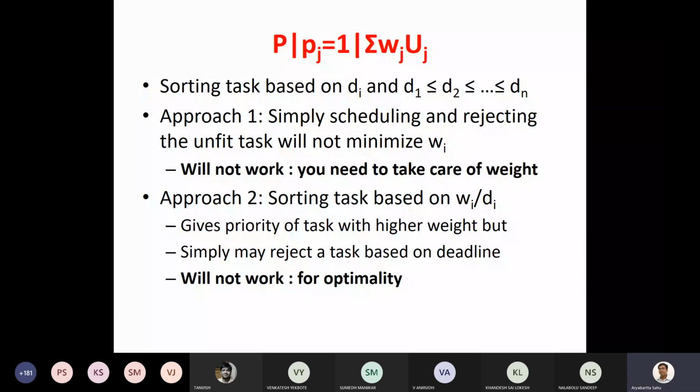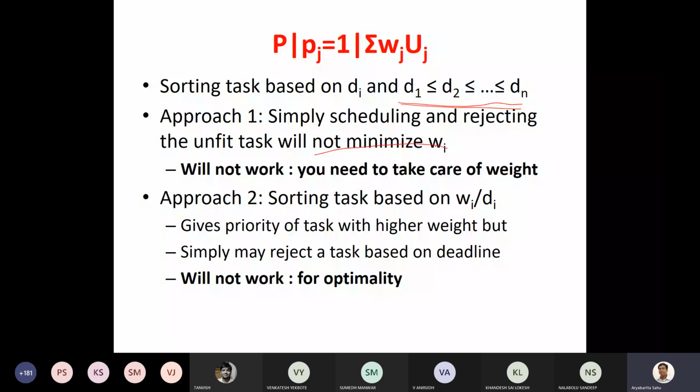Approach 1: suppose we simply schedule and reject the tasks that cannot be scheduled, will that minimize the weighted sum? That may not happen. Suppose you take tasks one by one, because all tasks have equal execution time, and try to take as many tasks as you can, one after another. It may not work. If you take them based on deadline and try to schedule, and if you are not able to, then reject it, it will not work. I need to take care of weight.